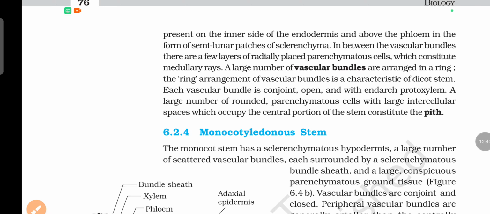A large number of vascular bundles are arranged in a ring. The ring arrangement of vascular bundles is a characteristic of dicot stem. Each vascular bundle is conjoint, open, and endarch with xylem. A large number of rounded parenchymatous cells with large intercellular spaces, which occupy the central portion of the stem, constitute the pith.